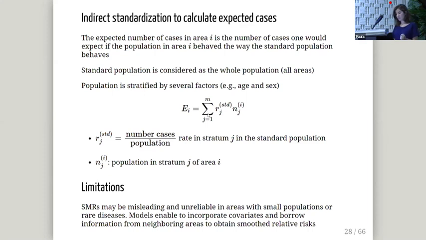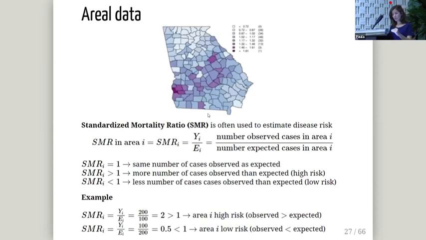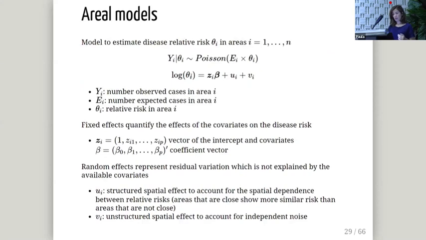Okay, so this is how we calculate SMR, observed divided by expected. But we are going to do it in a better way, using a model. So conditional on the relative risk in area i, the number of people with the disease follows a Poisson distribution, which means the expected counts times the risk. And then the logarithm of the risk is equal to some covariates plus random effects. And we can put a spatial random effect to model spatial variation and a structural random effect.